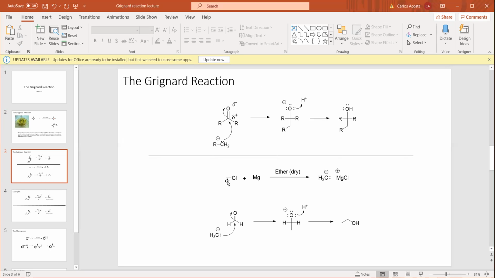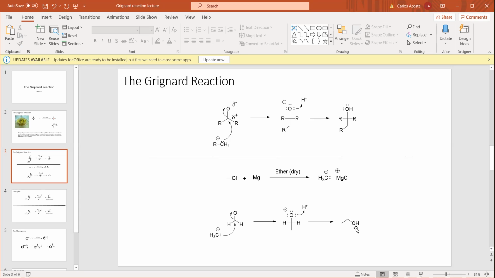Now, down below, I have a specific example. We have methyl chloride and magnesium. They react in dry ether to form our Grignard reagent. The carbanion will then attack the carbonyl carbon of formaldehyde. Again, the electrons will kick up onto the oxygen. We'll have this intermediate right here, which is again an alkoxide, which is protonated, and we get our final product, which is actually a primary alcohol.